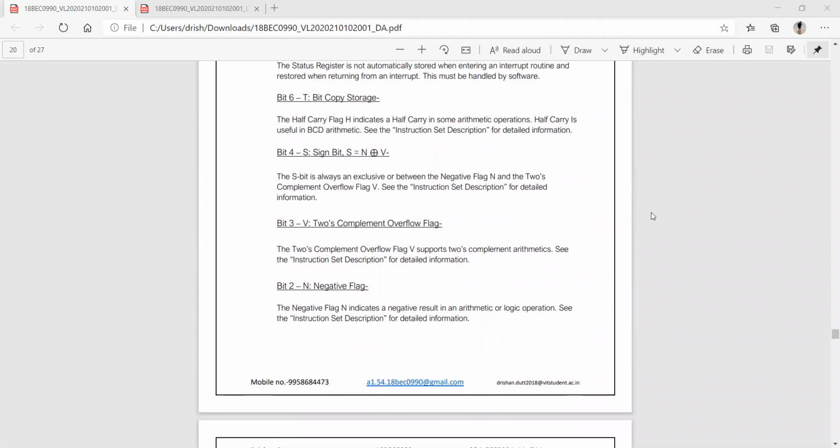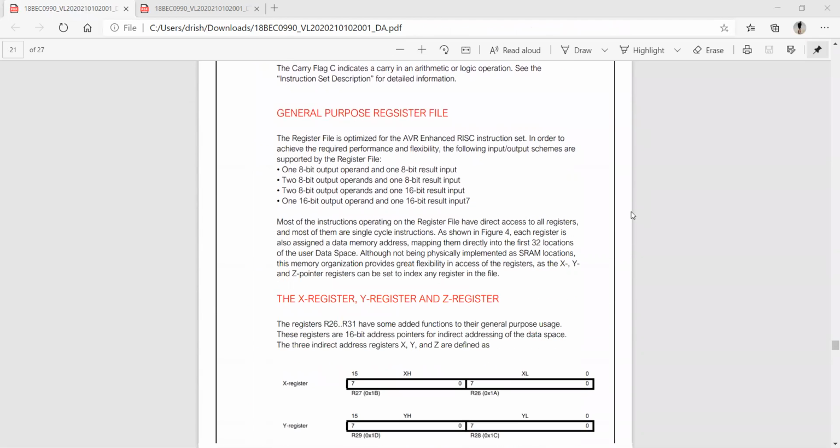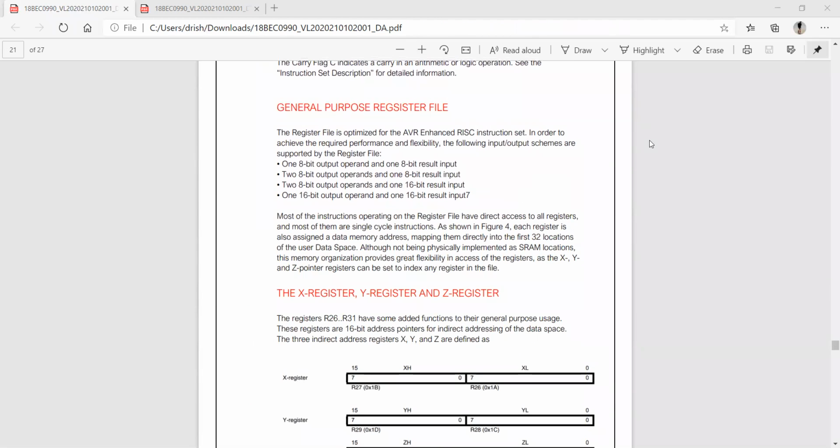So we have bit 6, the bit copy storage, bit 4, the sign bit, equal to N XOR V. We have bit 3, the V two's complement overflow flag, bit 2, the N negative flag, and we have the zero flag, and the carry flag. Then we come to the general purpose registers.